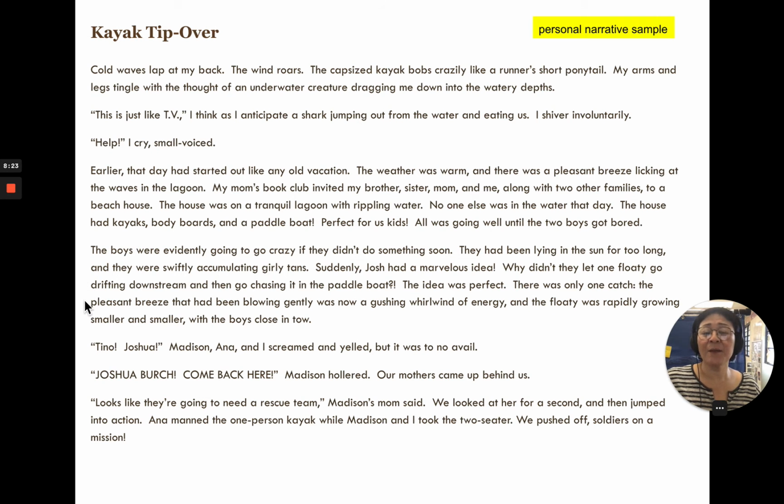The pleasant breeze that had been blowing gently was now a gushing whirlwind of energy, and the floaty was rapidly growing smaller and smaller, with the boys close in tow. Tino! Joshua! Madison, Anna, and I screamed and yelled, but it was to no avail. Joshua Birch, come back here! Madison hollered. Our mothers came up behind us. Looks like they're going to need a rescue team, Madison's mom said. We looked at her for a second and then jumped into action. Anna manned the 1-person kayak while Madison and I took the 2-seater. We pushed off, soldiers on a mission.